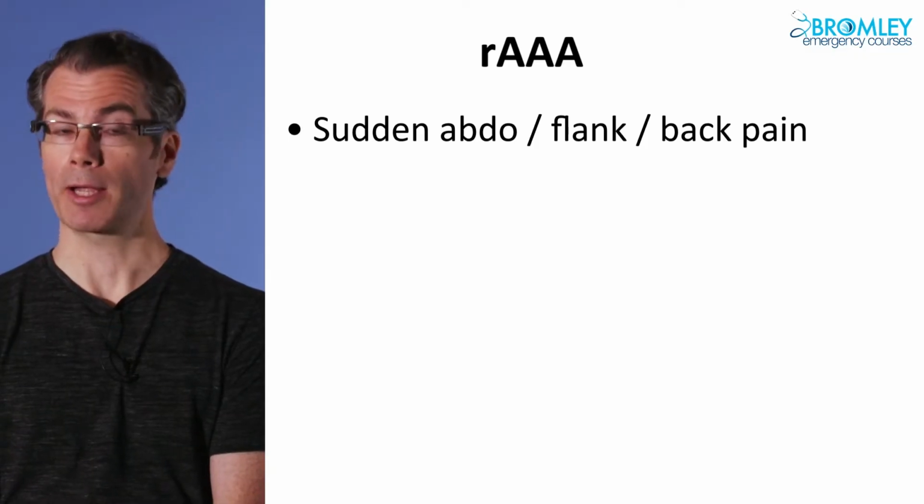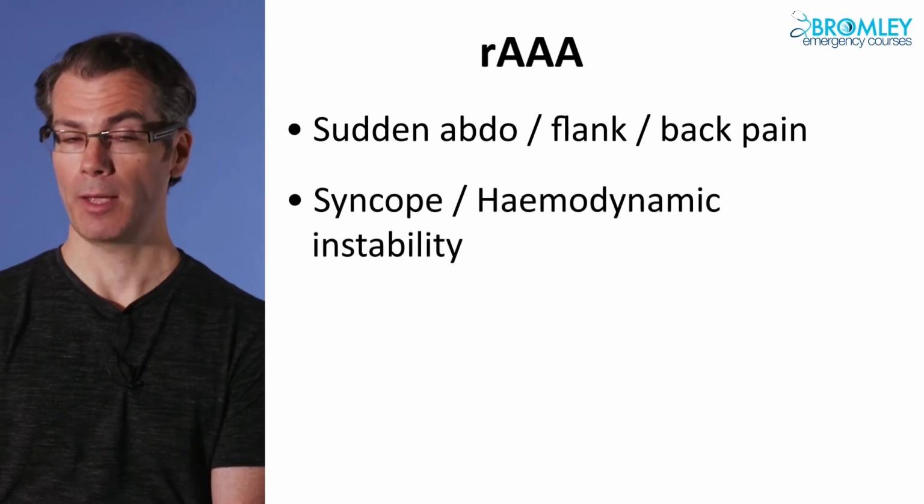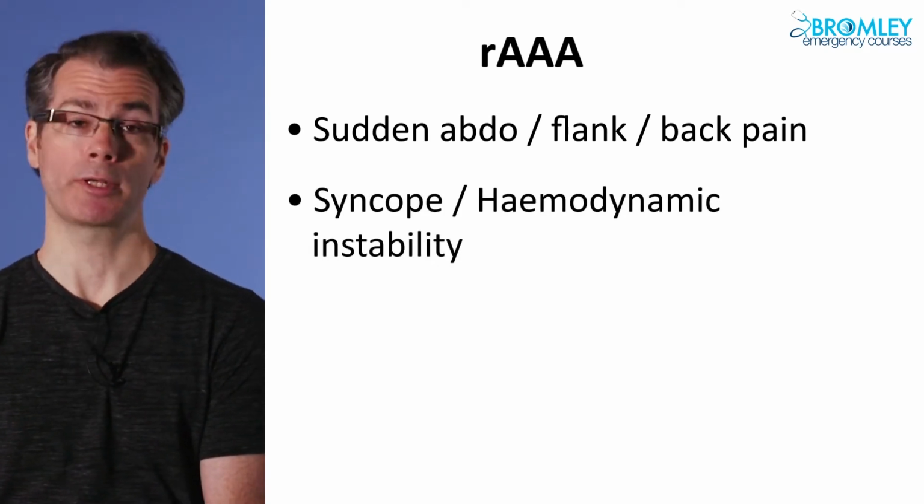So how does a ruptured AAA present? Well, classically with sudden abdominal flank or back pain, or possibly without any pain and just with syncope or hemodynamic instability.